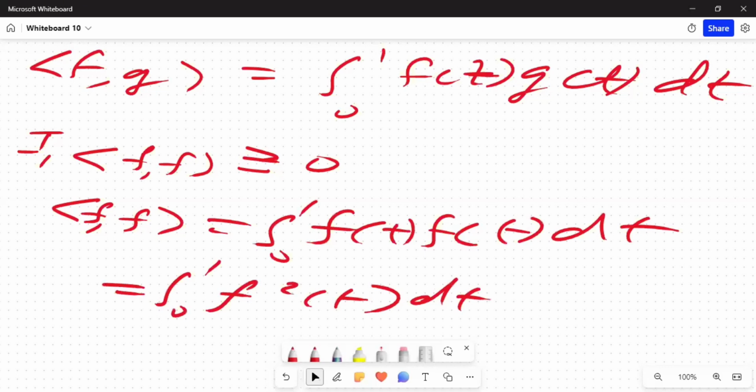This function as defined is a continuous function, and obviously its square, for a continuous function from 0 to 1, will always be greater than or equal to 0 when you integrate between 0 and 1, provided you are not dealing with a zero function.